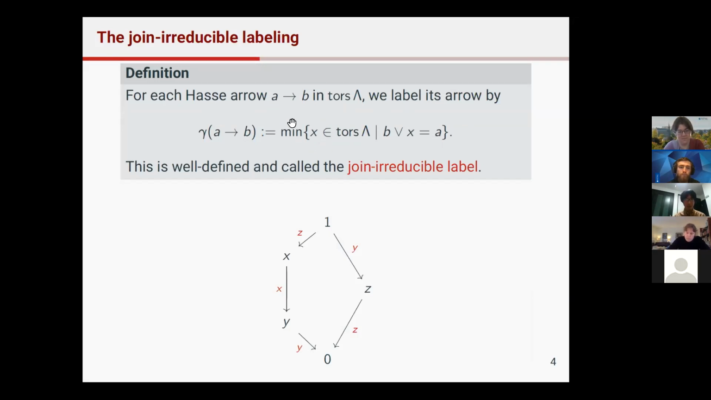Actually, there exists a unique minimum element, and so it's well defined, and this is called join irreducible labeling because this element satisfies some nice property, but I don't explain it today. And so let's look at the example. Consider this arrow from 1 to Z. Then the join of, for example, Z and X is equal to 1, but also the join of Z and Y is also equal to 1. And Y is smaller, and the label is Y. So we take the smaller one. And this labeling only depends on the lattice structure.